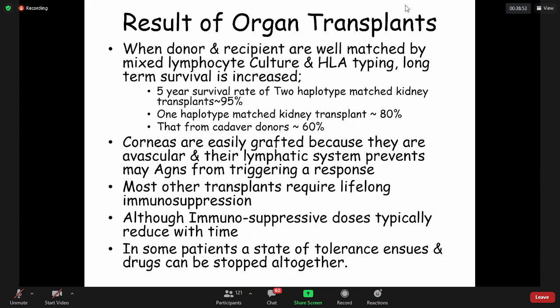But other tissues, as we have said, require lifelong immunosuppression, although the immunosuppressive doses keep reducing with time, and in some patients a state of tolerance ensues and drugs can be stopped altogether. But that's after a very long time.